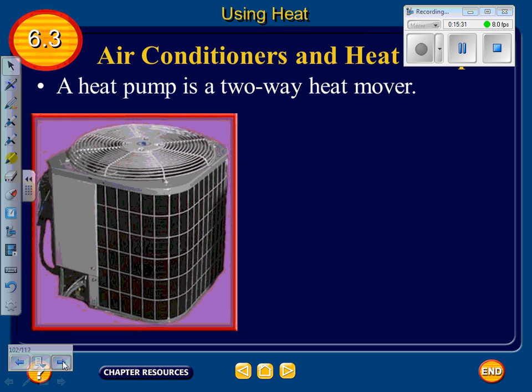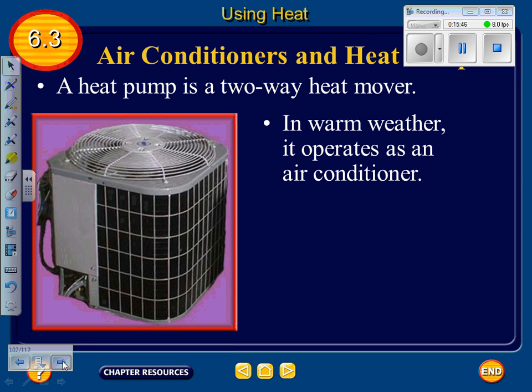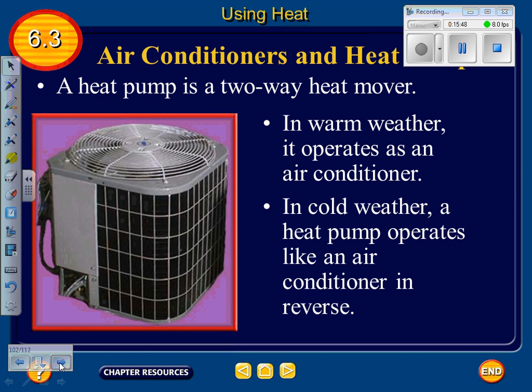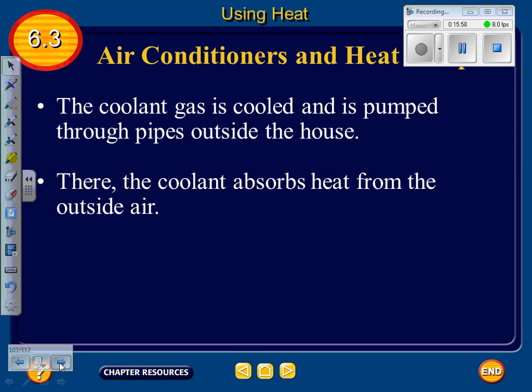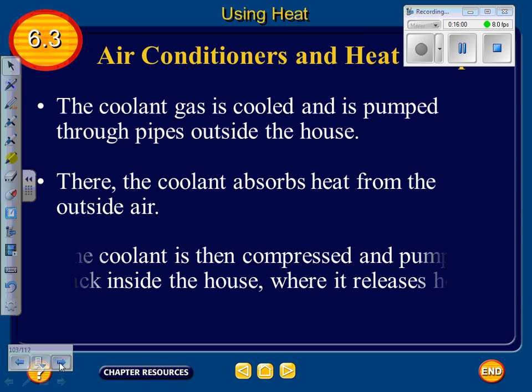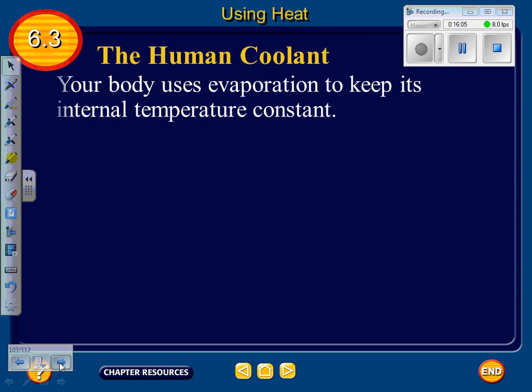A heat pump is a two-way heat mover. Some of you may have these in your house, that it'll air condition in the summer, and in the winter your parents or somebody flips a switch and it acts as a heater. In warm weather it operates as an air conditioner, as I just said, and in cold weather a heat pump operates like an air conditioner in reverse. The coolant gas is cooled and is pumped through pipes outside the house. There, the coolant absorbs heat from the outside air, and the coolant is then compressed and pumped back into the house where it releases its heat.